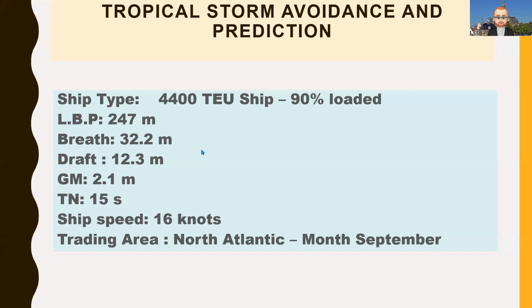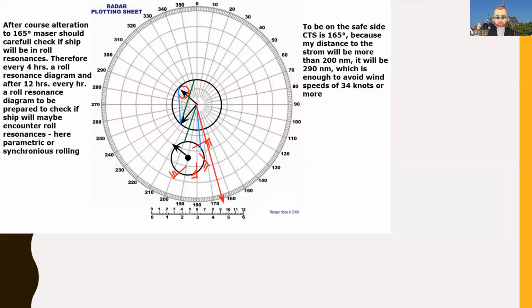Therefore, in our cases, I will always use the 4,400 TEU ship, 90% loaded. The LBP is 247 meters with a breadth of 30.2 meters and a draft of 12.3 meters. The GM for all of these cases is 2.1 meters, and the natural rolling period out of this GM is 15 seconds. The ship speed is 16 knots, and we are in the trading area North Atlantic, and the month is September, which is mostly one of the worst months for tropical storms. So let's see our first example.